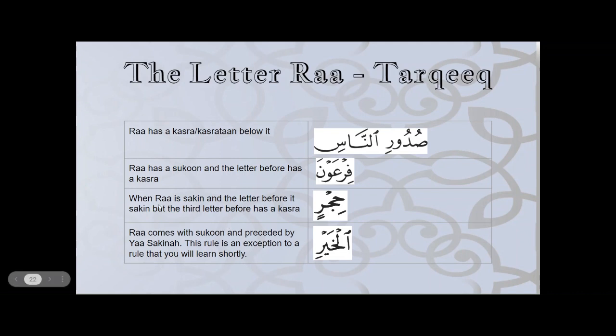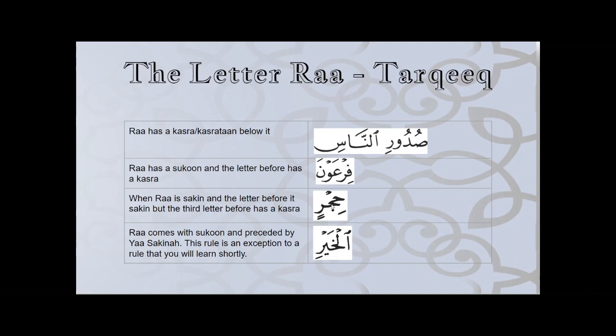The next rule, when the ra is pronounced light, is when the letter ra itself is sakin and the letter before it is sakin, but the third letter before has a kasra. In this case, we're stopping on the ra kasratan. These kasratan, because we're stopping, turn into a ra sukoon. So this is hijrin, but because we're stopping, this will become ra sukoon. So this will become hijr. Because we're stopping, this ra becomes sakin.